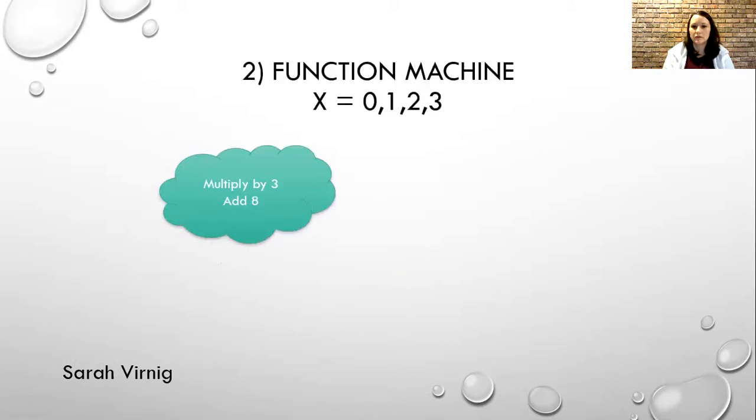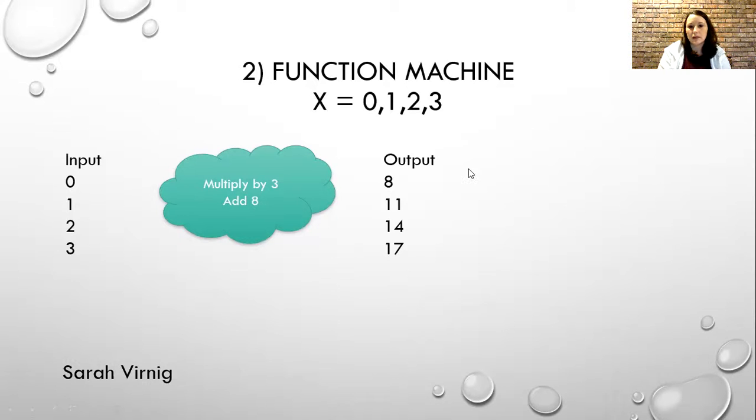All right, number 2, the function machine. We are given that x equals 0, 1, 2, and 3. And every function machine has a rule. Our function machine rule is multiply by 3 and add 8. So our input is going to be 0, 1, 2, and 3. When we multiply 0 by 3, we get 0, plus 8 is 8. And 1 times 3 is 3, plus 8 will give us 11. 2 times 3 is 6, plus 8 is 14. And 3 times 3 gives us 9, plus 8 is 17.